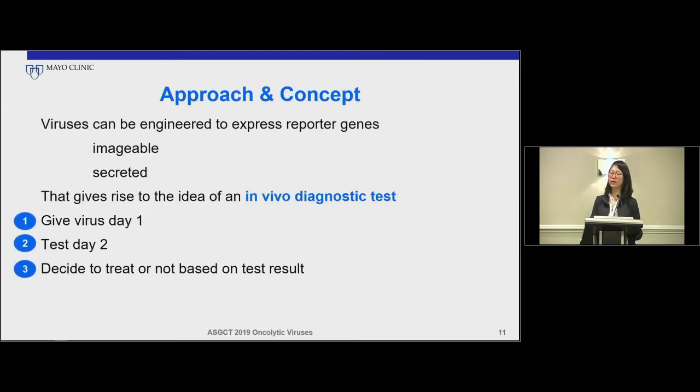So what we're thinking is that viruses should be engineered to express reporter genes, and these reporter genes can be imageable genes, can be secreted genes, and that will give us the idea that maybe we could use an in vivo diagnostic test, such that if we were to give the virus on day 1, test on day 2, we can then decide to repeat those or not based on the test result, or whatever is the preferred intervention that is supposed to synergize with your favorite compound.